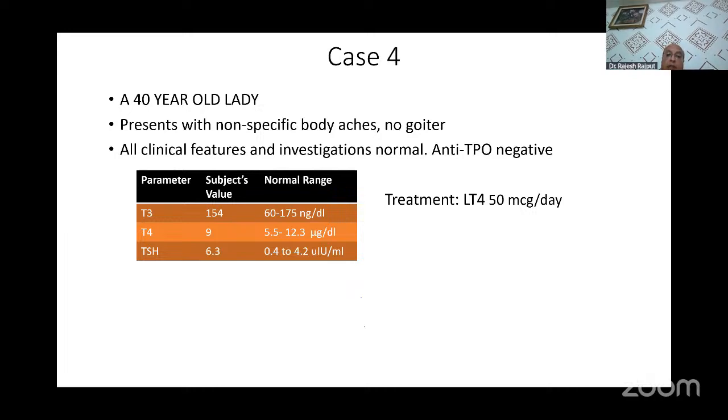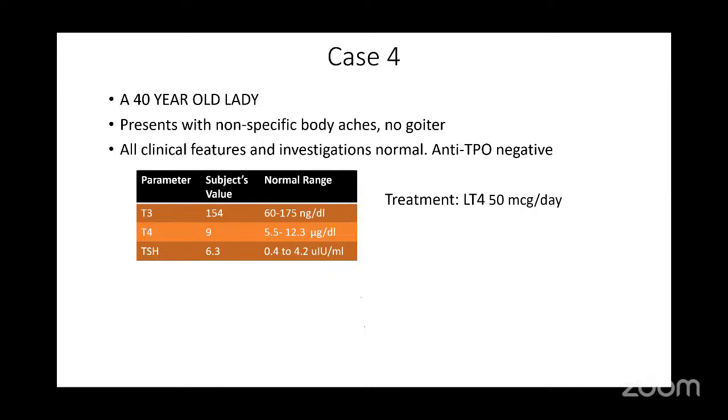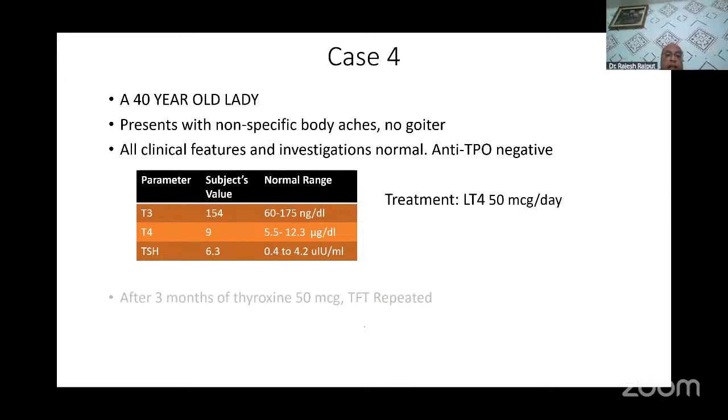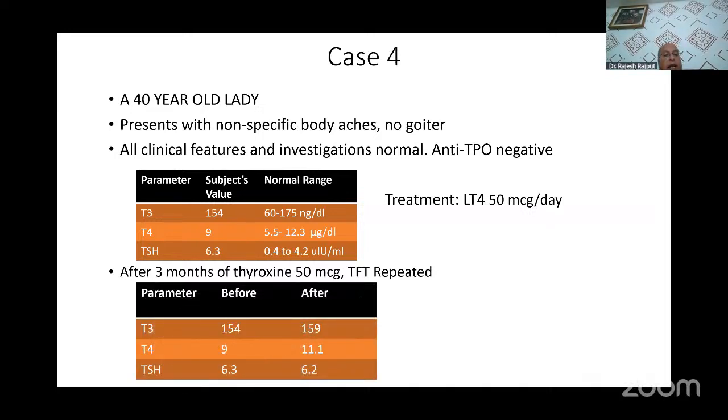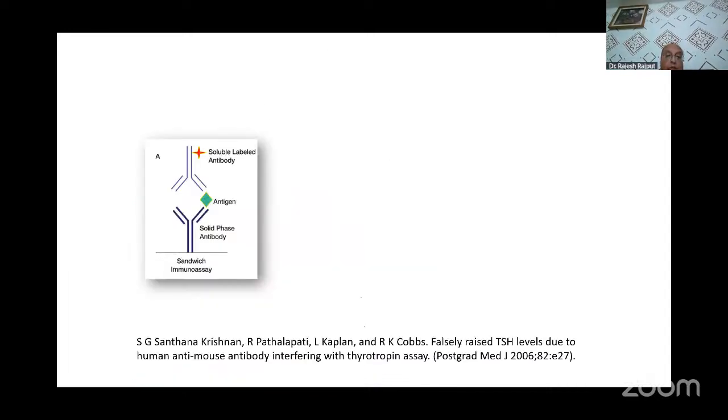The doctor concerned has started the patient on levothyroxine 50 microgram, seeing her TSH to be high, making a diagnosis of subclinical hypothyroidism. After 3 months of levothyroxine, the thyroid function test is repeated. Again, it is found to be the same. TSH is 6.2. 3 months back, it was 6.3, which means no difference.